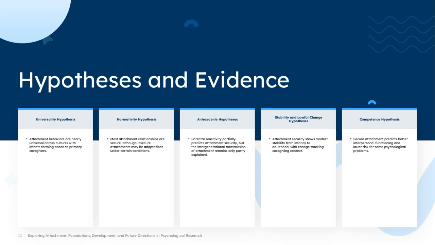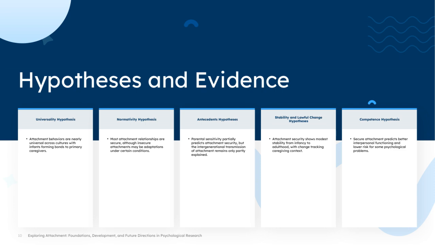The antecedents hypotheses focus on how parental sensitivity partially predicts attachment security, but there's still much to understand about how attachment patterns pass from one generation to the next. The stability and lawful change hypotheses reveal that attachment security tends to be moderately stable from infancy through adulthood, but it does change depending on the caregiving environment.